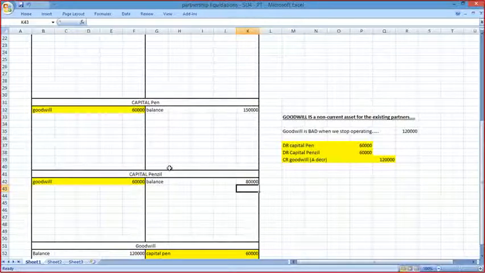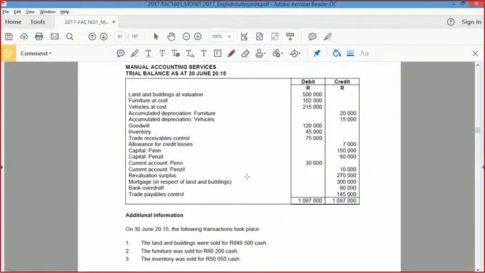Okay, liquidation is looking at all the assets, liabilities, income and expenses. What type of account is capital? Current. It's a capital account. Exactly. So where must it go? It goes to capital. Exactly. Okay, so was it a debit or credit? Pen was a debit of 30,000. Okay, there we go. Good.